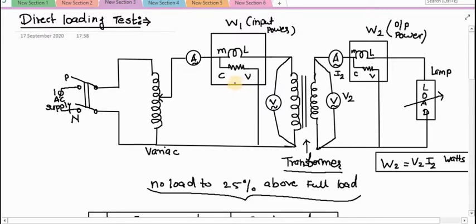So here I will stop this lecture. In the next lecture we will go for the indirect method of finding out the efficiency and regulation of the transformer. What is that indirect method? In that indirect method we are going to perform open circuit and short circuit tests on the transformer. These two tests are independent tests carried out on the transformer, and with the help of the data obtained by performing these tests, we can find out the efficiency and regulation of the transformer. So in the next lecture we will see the OC SC test on the transformer.